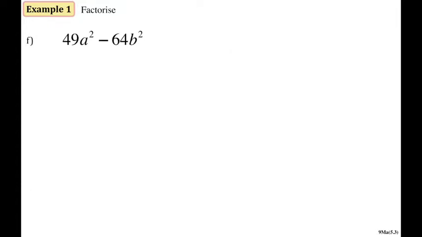Now, let's look at part F. Is it a difference of two squares? Difference sign. Well, the A and the B have squareds above them.